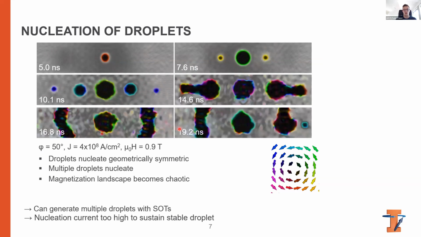And then with more time, the magnetization landscape becomes chaotic because droplets combine and nucleate and move toward the edges and expand, and the magnetization landscape just becomes chaotic. So we can already see that we can generate multiple droplets, but that the nucleation current is too high to sustain the stable oscillation of them.